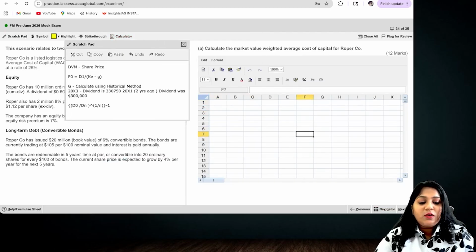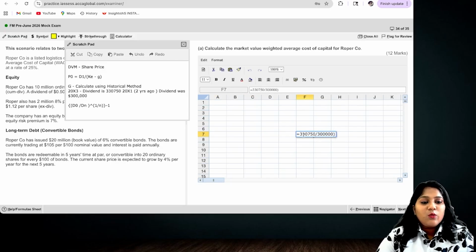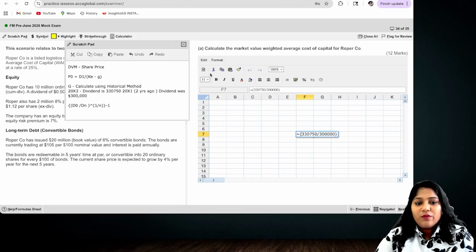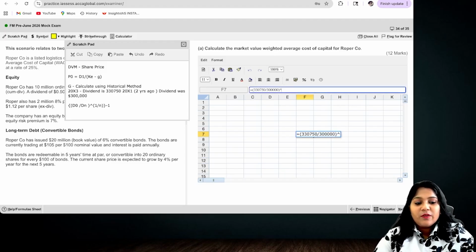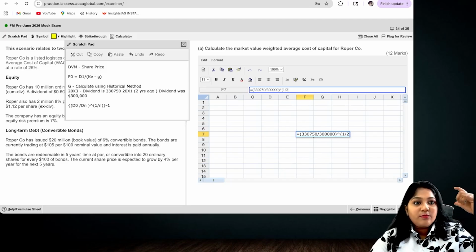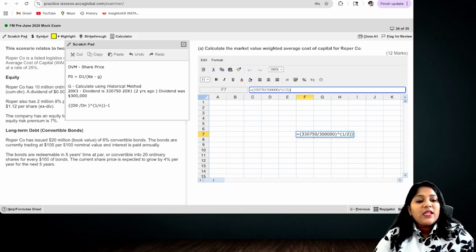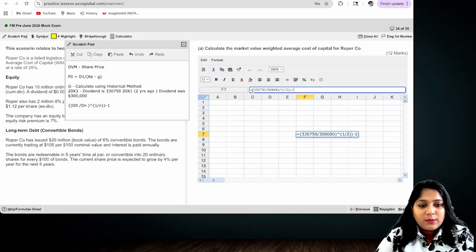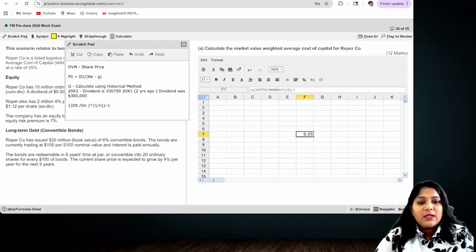So what is D right now, guys? D right now is 330,750. D n years ago was $300,000. This will be raised to the power of, open the bracket. Whenever you have 1 divided by n as the power value, you should always open and close the bracket for this. And whatever I get on this, I minus 1. Yeah. So my dividend growth rate, if you convert into percentage, it's going to be 5%.